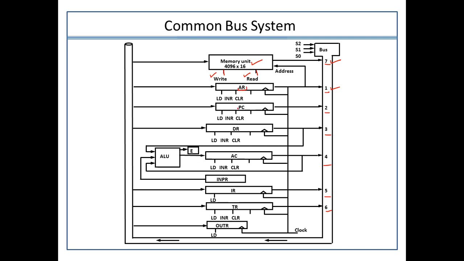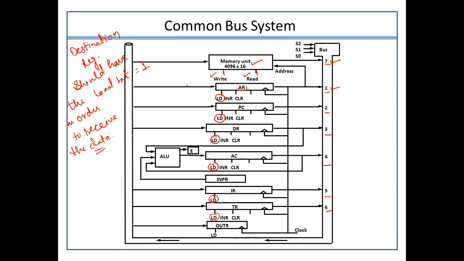Similarly, in the address register, program counter, and all the other registers, what we are having is the load bit. This load bit is very significant here. The reason is that the one who is able to receive the data, the destination register, should have the load bit equal to 1 in order to receive the data. This is the point.